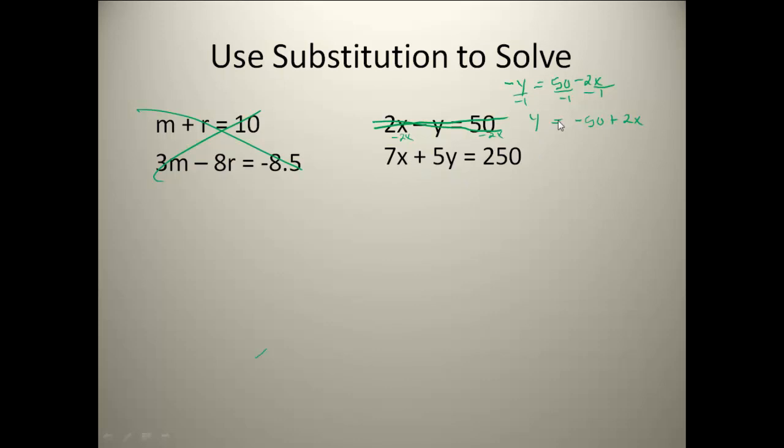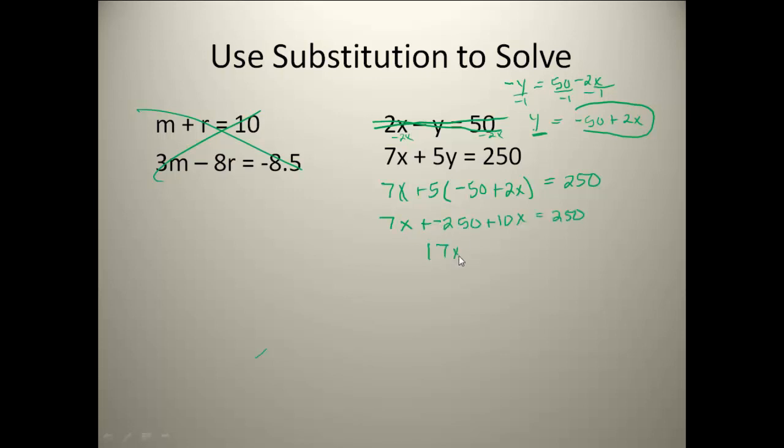So now in the second equation, every place that I have a y, I'm going to replace it with negative 50 plus 2x. And remember, you have got to use those parentheses. Now that I've got it substituted in there, I can go ahead and start solving it because I'm down to one variable.